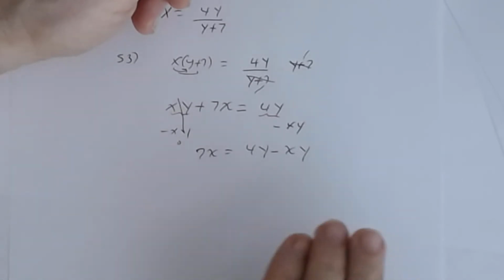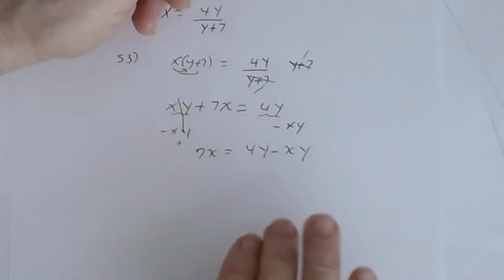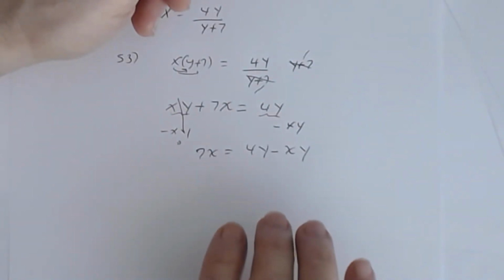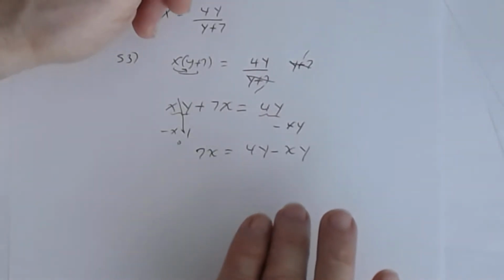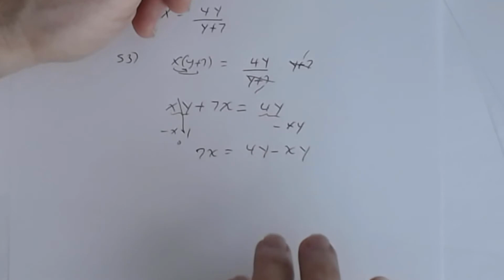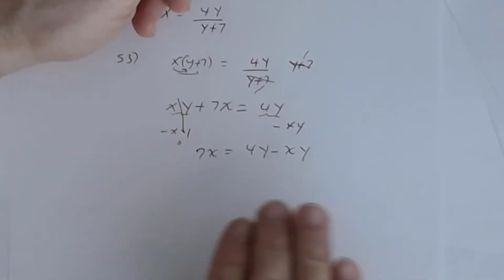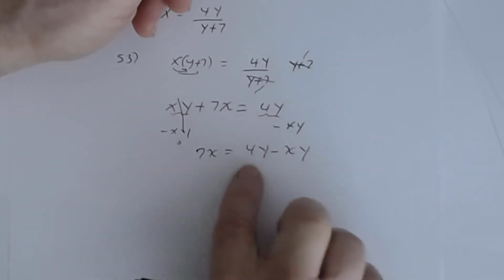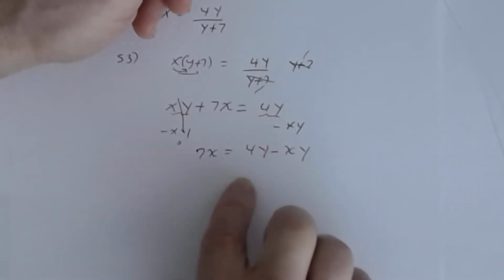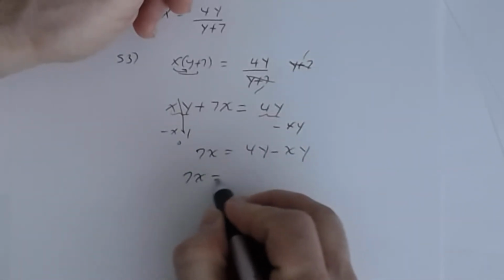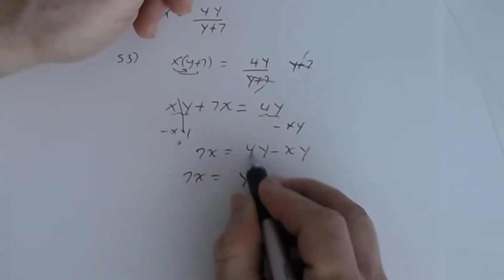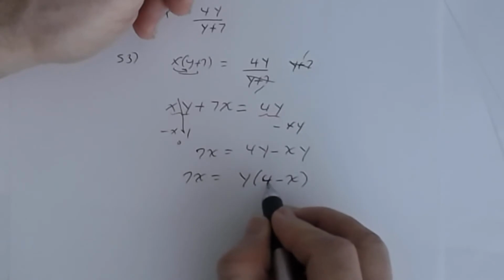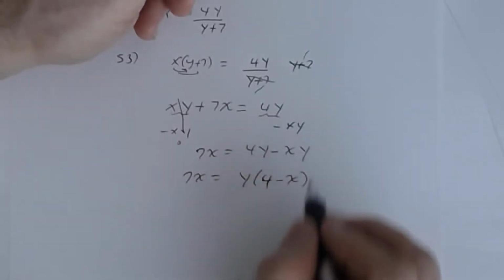In a previous course, last semester, you spent quite a few months talking about factoring. And you did some factoring in this course as well in some of our concepts. So notice that these 2 terms have a factor of y. So I can factor out a y. So I get 7x equals y times 4 minus x. So y times 4 is 4y, y times a negative x, xy.